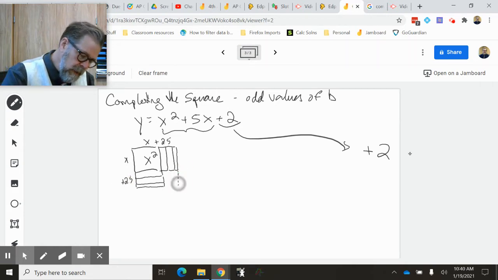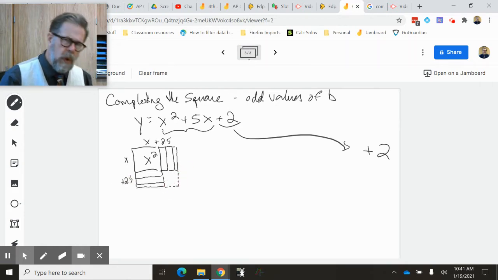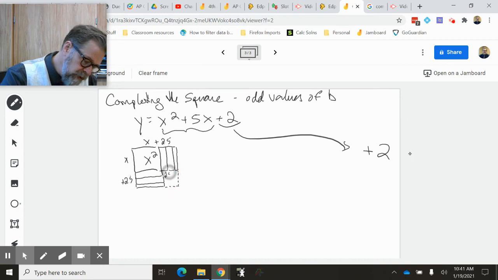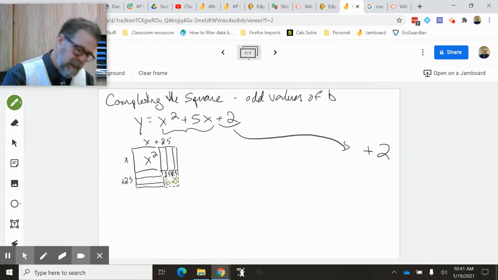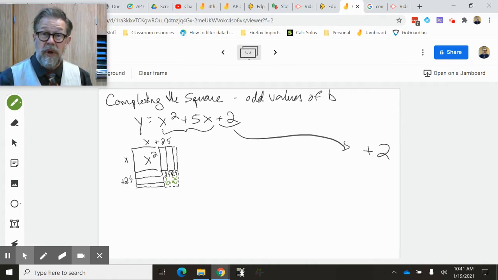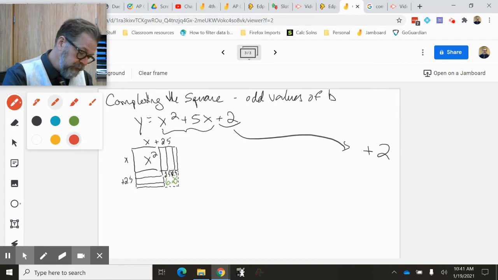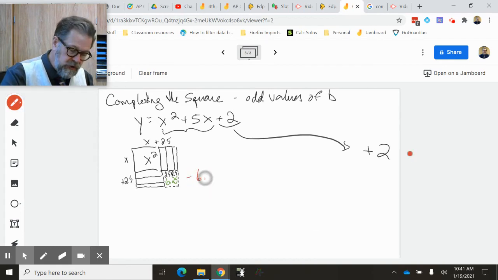And when I make my square, what do I need to put in there? Well, what I need to put in there is 2.5 by 2.5, which is, I'll switch this to green because these are the squares I'm adding to my problem. 6 1/4 squares in order to make this a whole square, 6 1/4 units. So I need to subtract 6 1/4 units to keep it in balance.